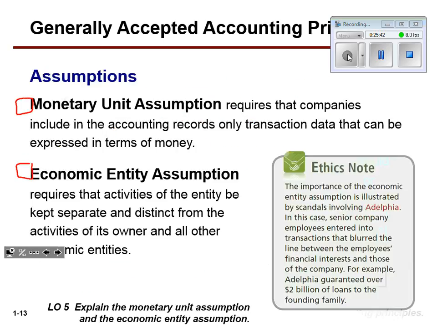Yep. As we get into these assumptions, again, fair to assume what's happening, and I know they get kind of confusing, but do the best you can. The monetary unit assumption requires that companies include in the accounting records only transaction data that can be expressed in terms of money. What you need to know is we're only reporting what I can put a value on in terms of money.